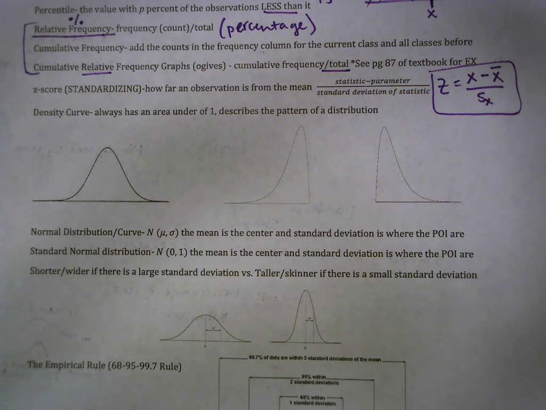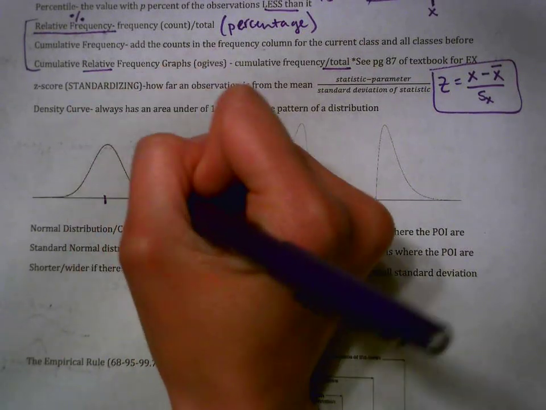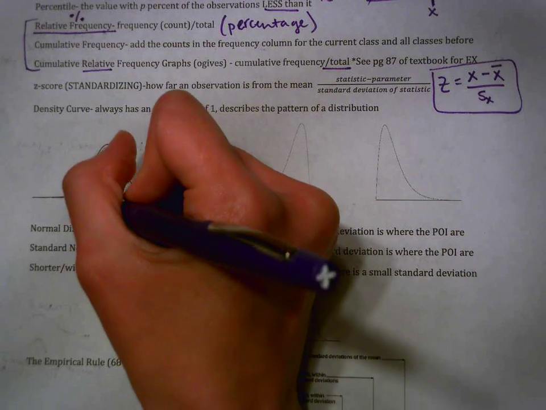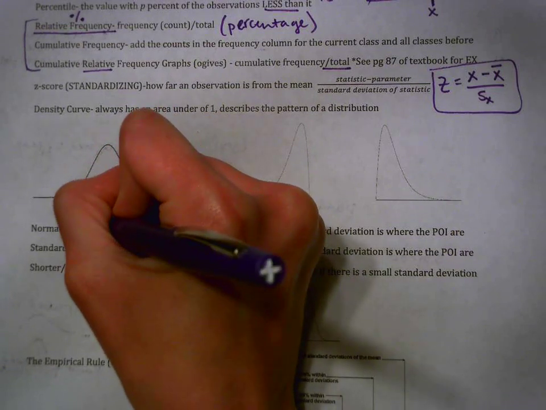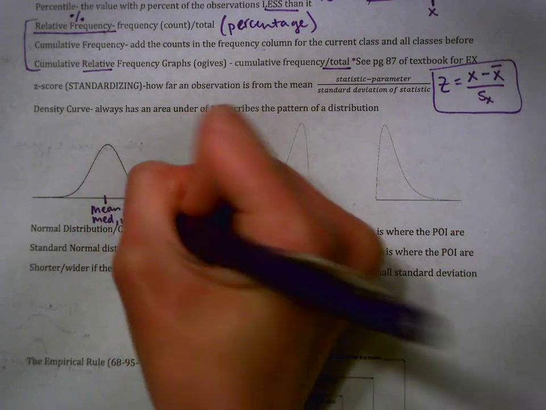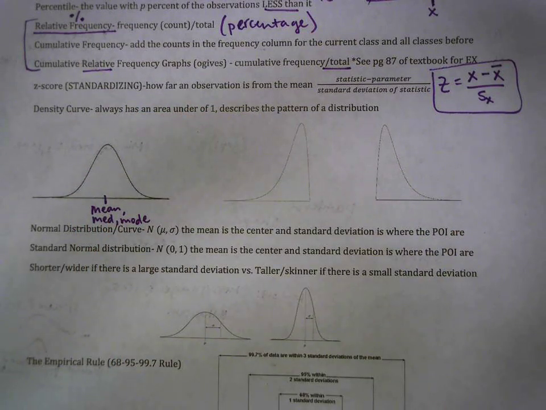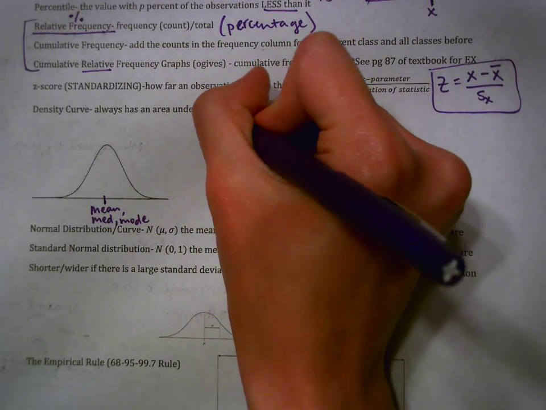So if you have a density curve, they all have an area under 1, and it describes your pattern. So you need to know that this peak right here, if it is perfectly normal, then that peak is the mean, the median, and the mode. All those would be equal. Now once it's skewed, so this would be an example of skewed left.